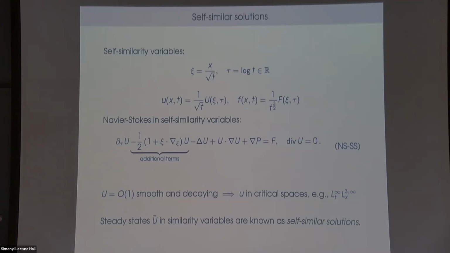So you can look for steady states in the new variables. These steady states, we call them capital U bar. They're known as self-similar solutions because in the physical variables, they're given entirely by their profiles at time 1. You know what they're doing at time 1, you can rescale them and see what's happening at all the other times. They're self-similar.